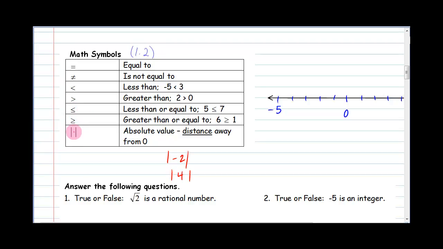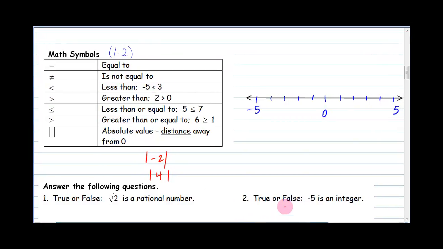And this symbol right here, where it has 2 bars on it, would be absolute value. So let's kind of look at this. Let's say I wanted to say negative 5 is less than 3. I could come over here to my number line and I can look and see that negative 5 is right here, positive 3 is over here, and yes, indeed, negative 5 is less than positive 3. If you remember, the alligator used to eat up the big number. That's why it's facing the bigger number.